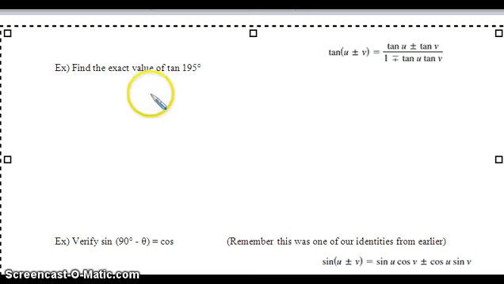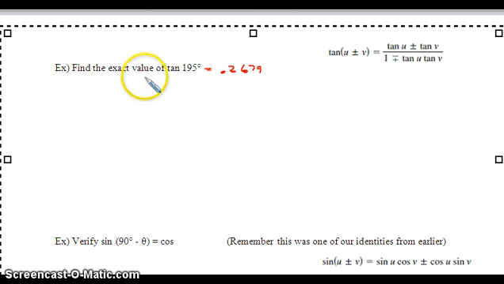Alright, let's work with the tangent now. The tangent of 195 degrees. Let's first just see what it is as a decimal in my calculator. It is going to be 0.2679. I'm going to figure that out so that when I go to check at the end, I can see if I get that same decimal equivalence.